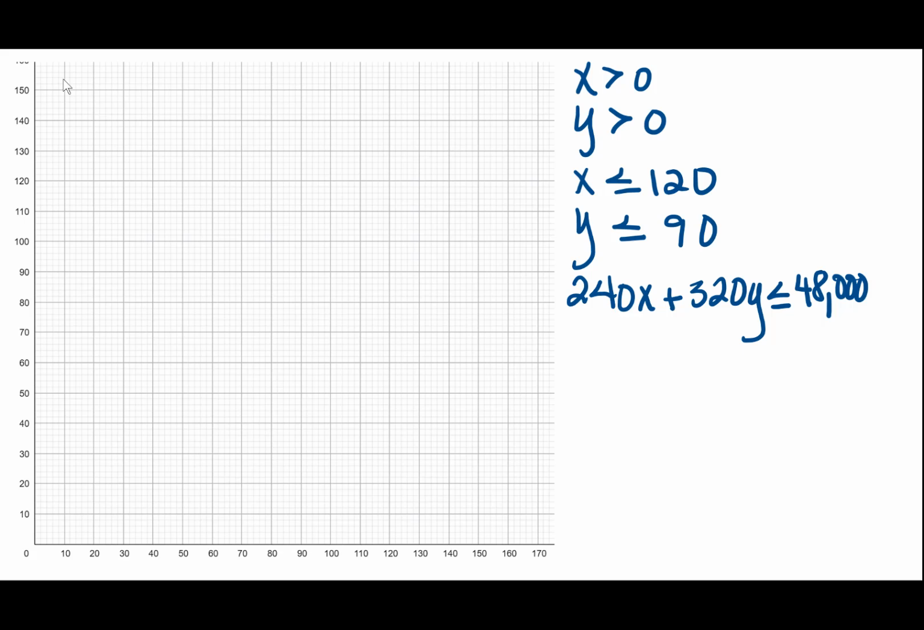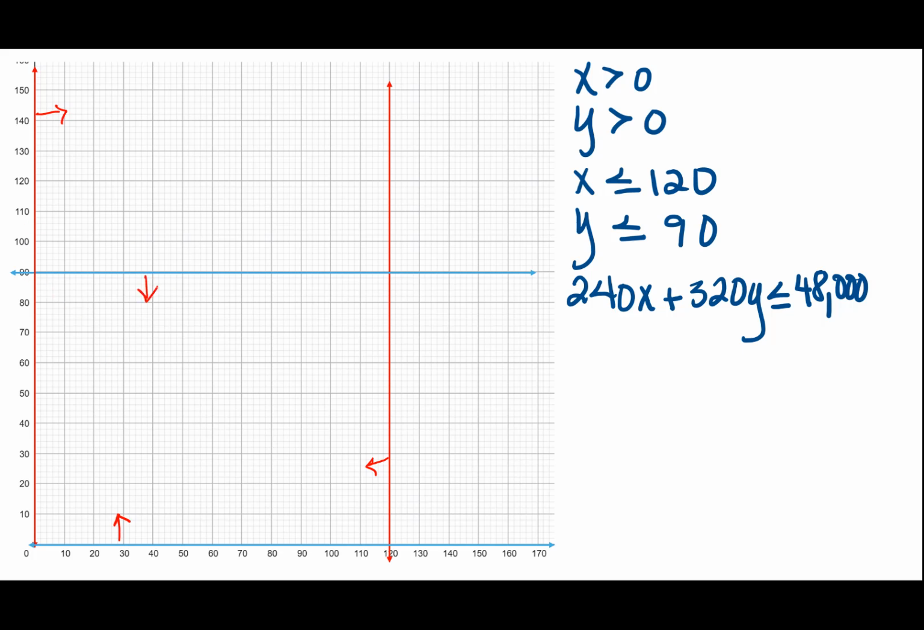Okay, so we're just going to graph these lines. For x equals 0, that's just the y-axis, and we're going to shade to the right of that. And then we have y greater than 0, which is just the x-axis. We're going to shade above the x-axis because you cannot build a negative number of tables. And then x is less than or equal to 120, and so there's that line, and you're going to shade to the left of that. And then y is less than or equal to 90 is right there, so we're going to shade below that line.